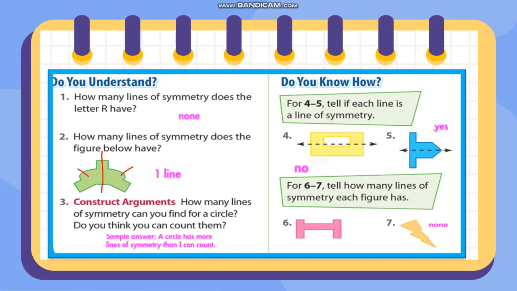Next, number 6. Tell how many lines of symmetry each figure has. Number 6, we have only one line, which should be at the center, vertical, to make it identical. And number 7, none.